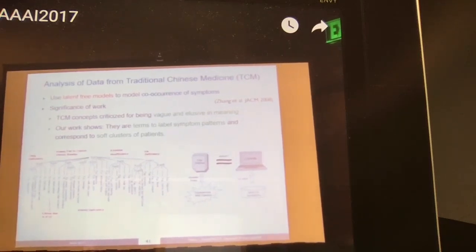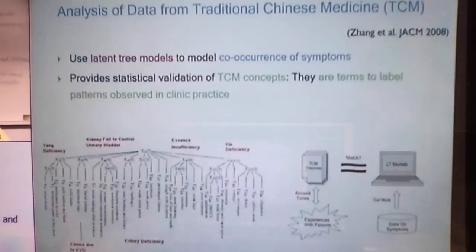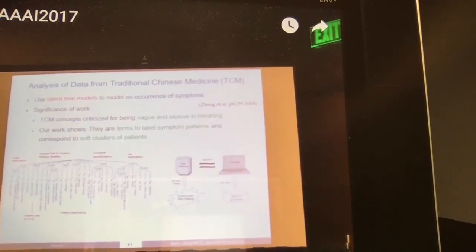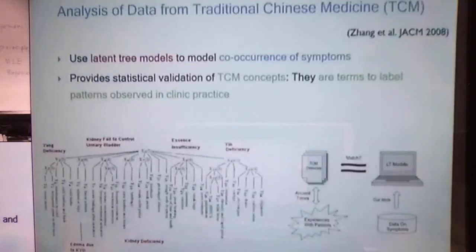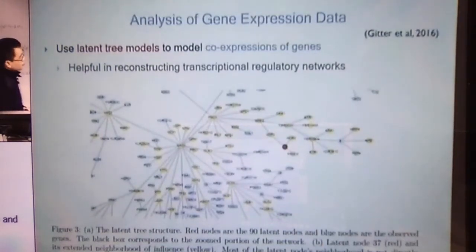You cannot just say what it means. But I will just show that they are labels people use to label some patterns they observe. So go beyond the terms and think about the pattern. They also correspond to soft classification, which we can identify from data. So I think this message is quite important to get the appropriate appreciation of TCM. And recently, people have also used latent variable models to analyze co-expressions of genes.